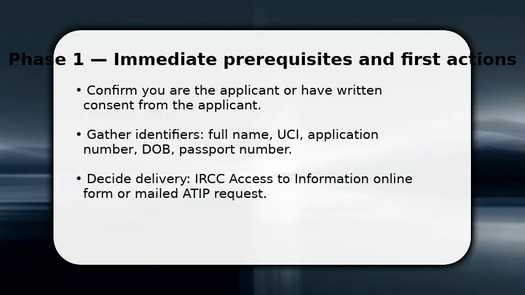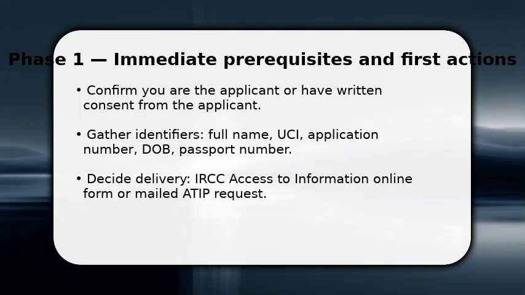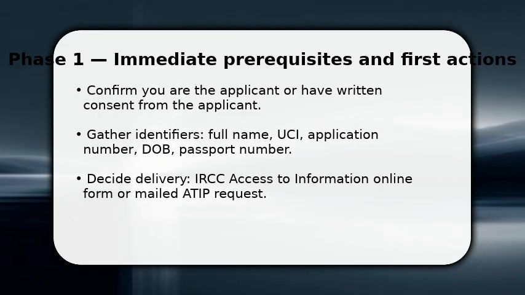You begin by collecting concrete identity details. This is essential. Once you have full name, USI, application number, date of birth, and passport number, prepare proof of identity, scans of passport pages, or signed consent if you are requesting for someone else.